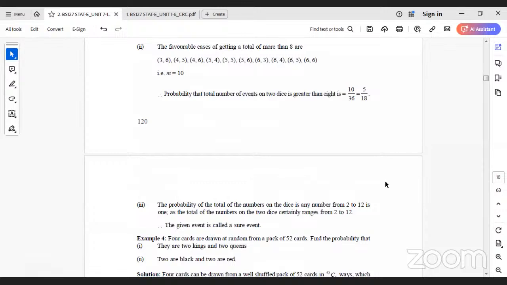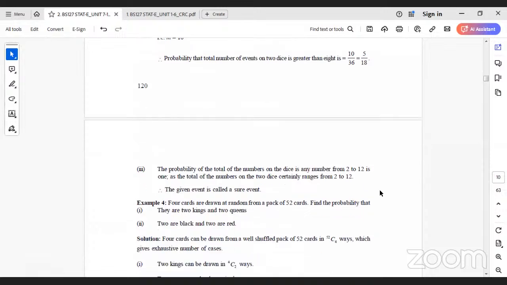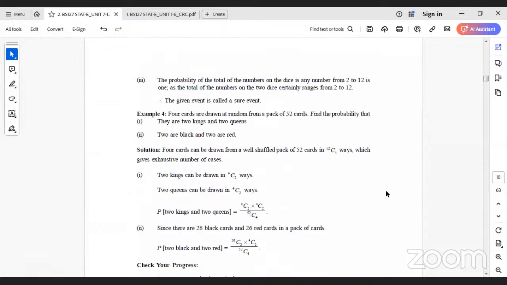The probability that the total number on the dice is any number from 2 to 12 is 1, so the given event is called a sure event. Clear? Even though it says 12, it is within range, so they call it a sure event. Next problem.